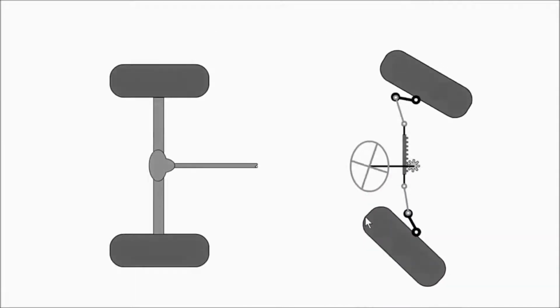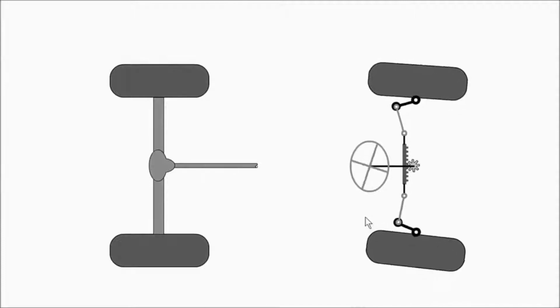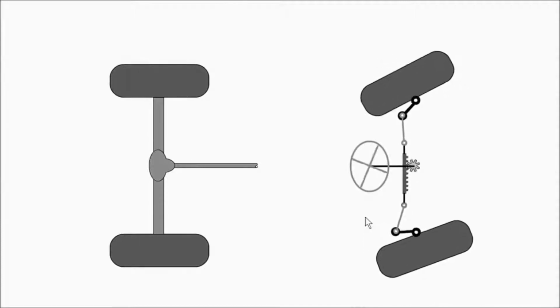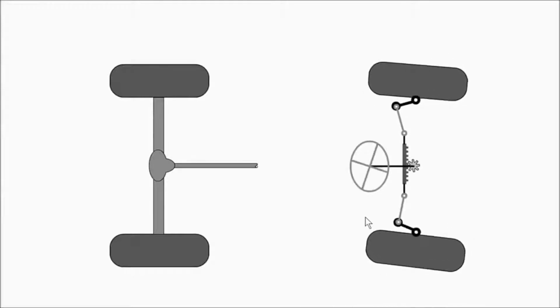A steering mechanism should be precise, provide feedback from the road, and should have a tendency to return to the straight ahead position after a turn.